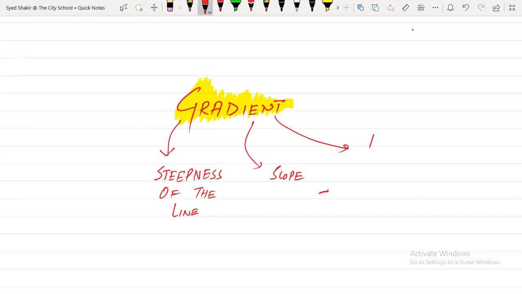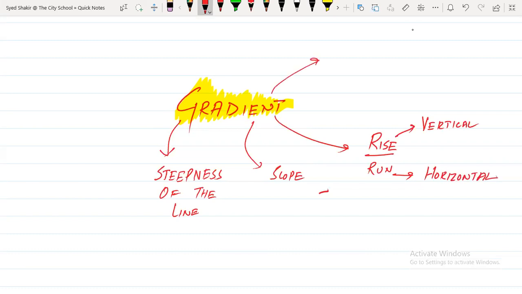Gradient can be found out by taking the rise and run of the line. Rise means the vertical distance of the line, and run means the horizontal distance of the line. Gradient can be found out by the formula y2 minus y1 over x2 minus x1 when the coordinates are given.